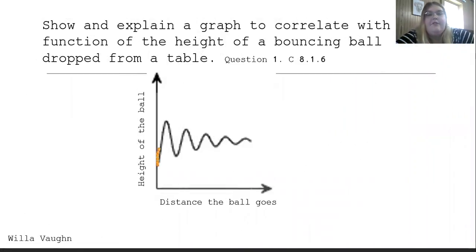So this is a graph showing the height of a bouncing ball dropped from a table. The x-axis is the distance the ball goes, while the y-axis is the height of the ball. You can see it starts out with the y-axis a little higher up because it starts out on a table, and then it arcs and goes down and keeps going like that, because as the distance gets greater, you can see the height of the ball getting less because it's losing its bounce, and it's slowly coming to a stop.